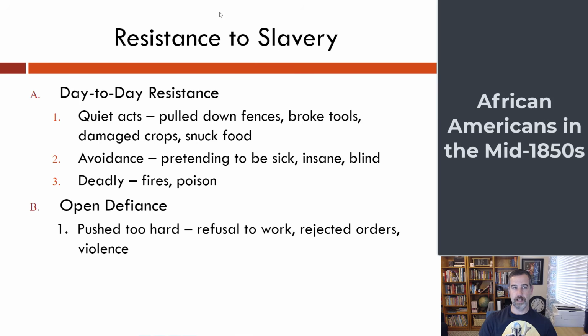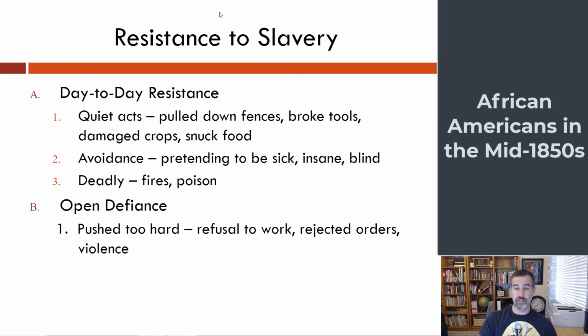All right, resistance to slavery. Slaves did not just take everything that came to them. They did resist it as well. So there was some day-to-day resistance. The ways they did that was by quietly pulling down fences, breaking tools, damaging crops, sneaking food out, just little things that they could do without getting caught. Pretending to be sick, going crazy, insane, blind, just to avoid doing work. And then sometimes they would try to poison their slave owners, start fires, destroy property. So those are some day-to-day resistance things that slaves performed.